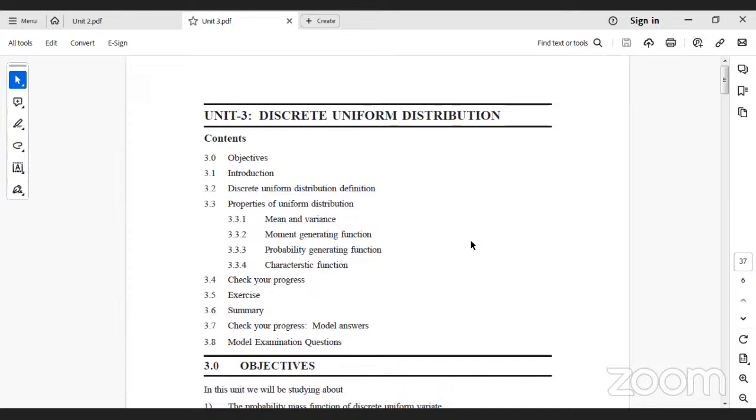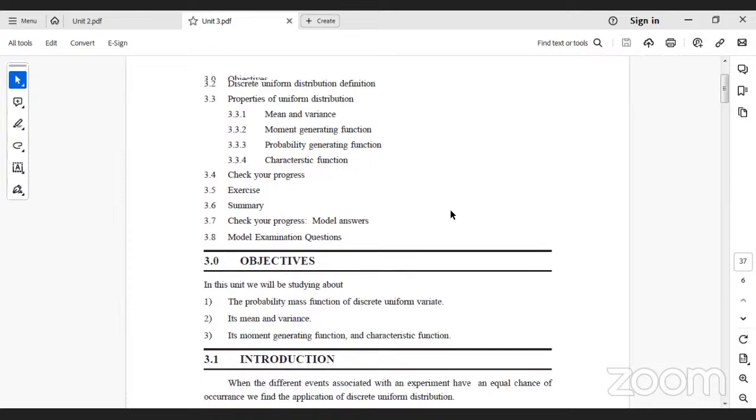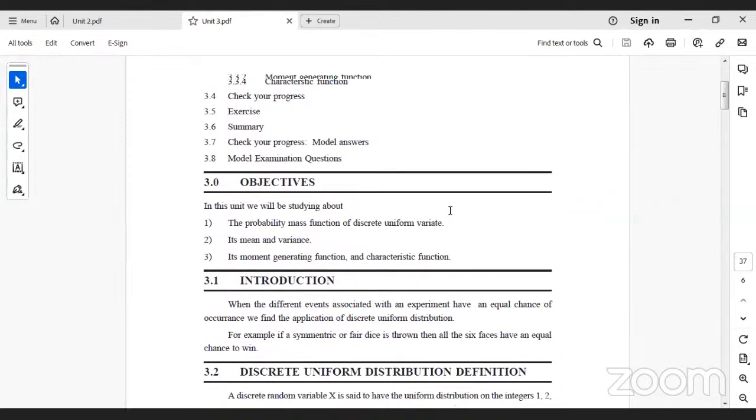So discrete uniform distribution: mean, variance, moment generating function, probability generating function, characteristic function. In this unit, we will study the probability mass function of the discrete uniform variate, its mean and variance, its moment generating function and characteristic function also we can learn here.